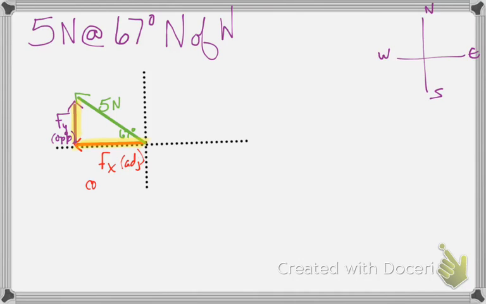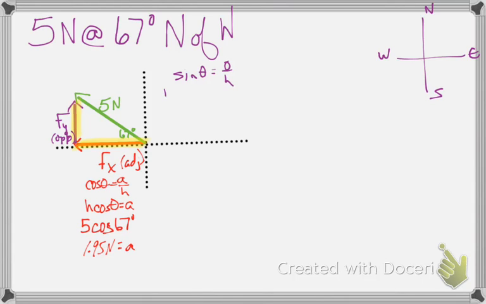If it is adjacent, that means we're using cosine of theta is equal to adjacent over hypotenuse. H cosine theta is equal to adjacent. 5 times the cosine of 67 degrees gives us an adjacent, or force of x, of 1.95.